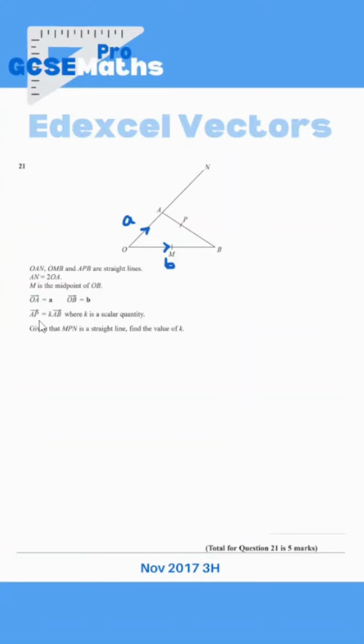They've then said that AP is equal to K times AB, where K is obviously a scalar quantity, i.e. AP is just a smaller version of AB. Given that MPN is a straight line, find the value of K. So first of all, let's draw that straight line.